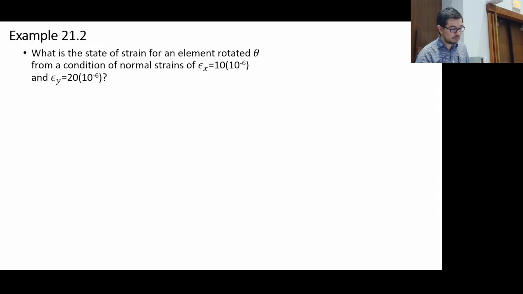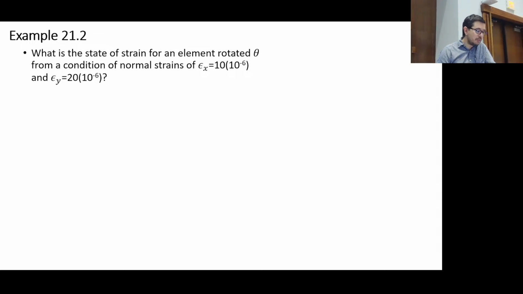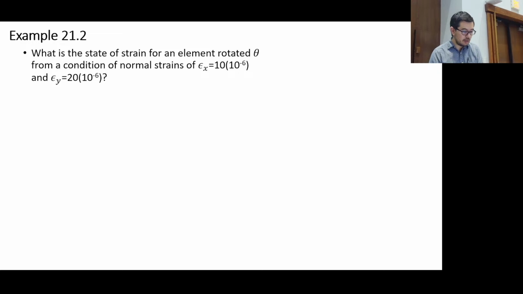Okay, good. So back to this simpler example, what we're going to say is there's a state of strain for an element rotated theta from a condition of normal strains of epsilon x and epsilon y. All right.